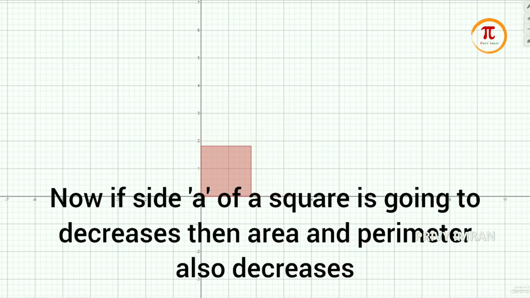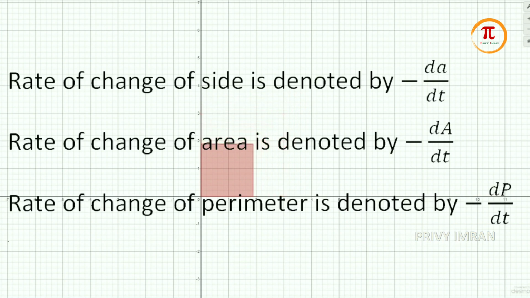Now if side a of a square decreases, then area and perimeter of a square also decrease. Then rate of change of side is denoted by minus of da by dt. Similarly, rate of change of area is denoted by minus of dA by dt, and rate of change of perimeter is denoted by minus of dP by dt.